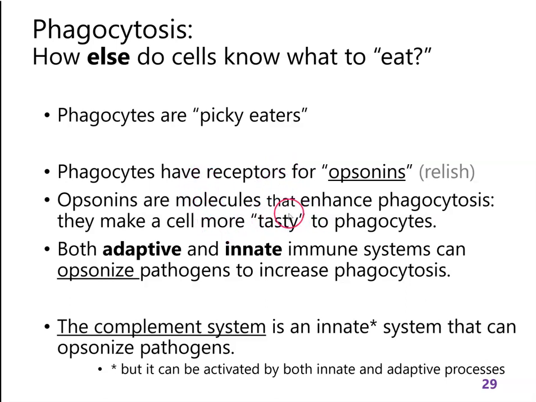One kind of opsonin is an antibody. So if antibodies coat the outside of a virion, a macrophage is likely to eat it because it will recognize that. Also, the complement system will opsonize pathogens, and antibodies are part of the adaptive immune system. The complement system really is an innate system, but they can both opsonize pathogens, and that allows our macrophages to know to eat them.